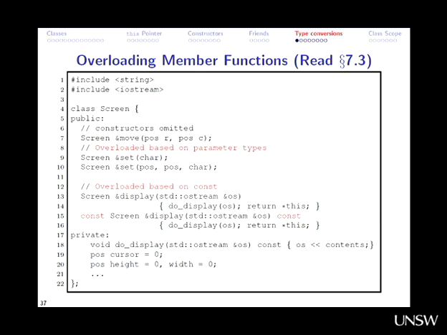Okay, let's talk about type conversions. So we've already seen that we can overload functions. We're going to keep coming back to some of these points. So here's a screen class. It has two functions called set. They're overloaded based on the differences in their parameters. It has two functions called display. They are overloaded based on whether they're const or not const. So that's some normal ways in which we can overload some stuff.